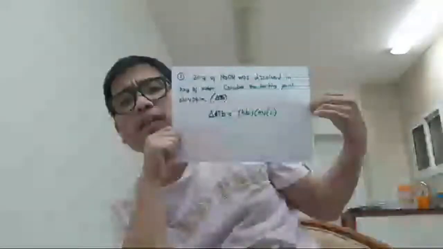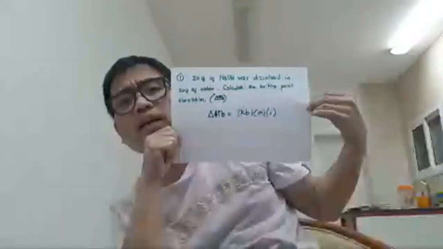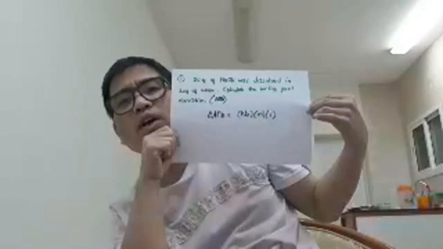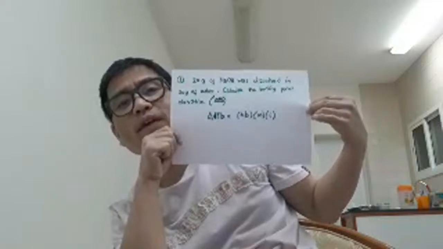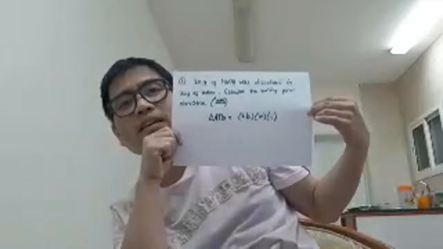Our equation for the boiling point elevation to be used is delta TB equals KB times molality times I. This is our formula: the boiling point elevation constant times the molality times the I. I is the Van Hoff factor and m is the molality, in moles of solute per kilogram of solvent or water. It depends. If it is a clear solution, your solvent will automatically be water.